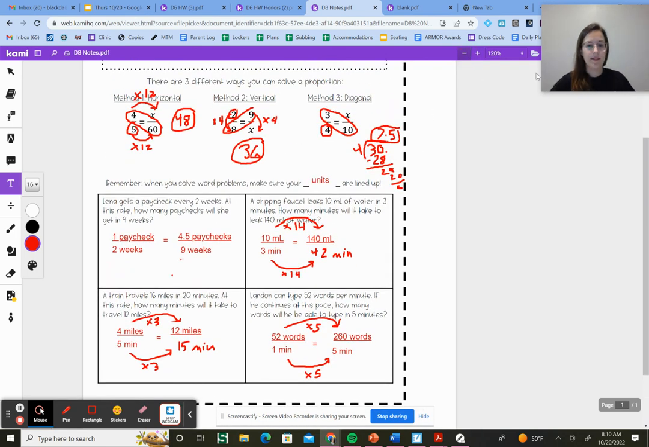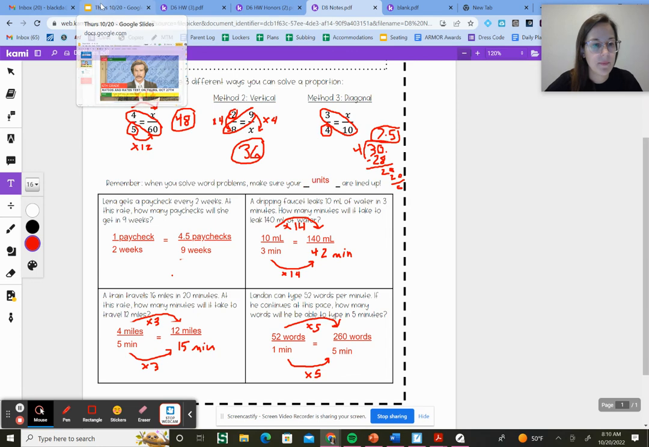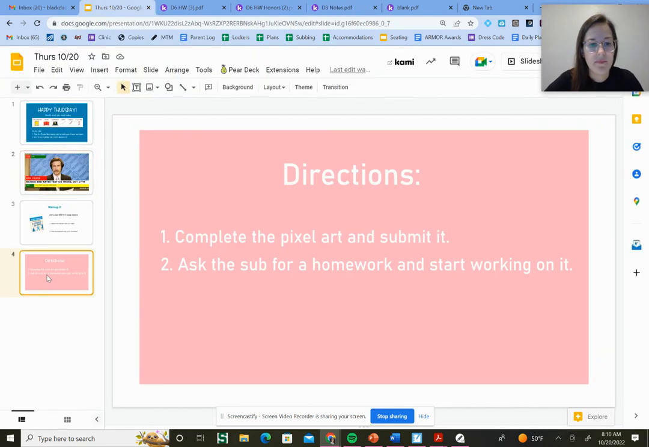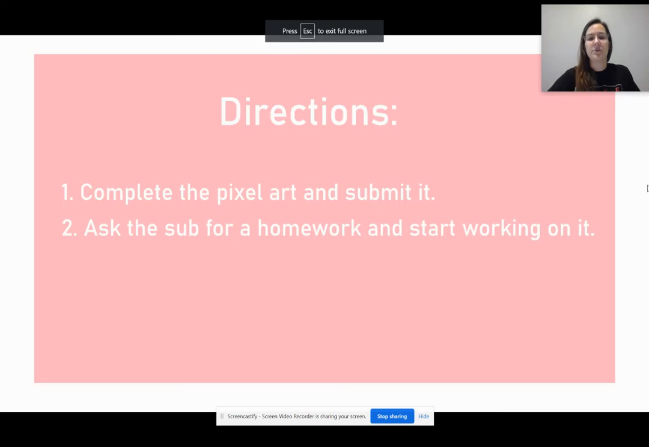All right. So you guys can put your notebook away or you can leave it out if you want to reference it. But next thing is you guys are going to be working on a pixel art with solving proportions. So if you go to Schoology, you'll see it says proportions pixel art. Whenever you're done, I want you to submit it. And then if you have any extra time, you can ask the sub for a homework and start working on that.